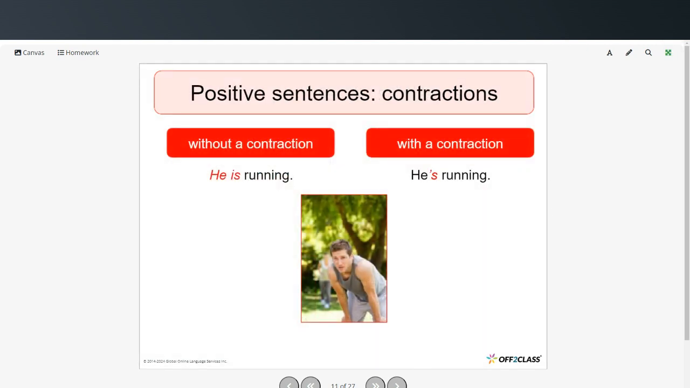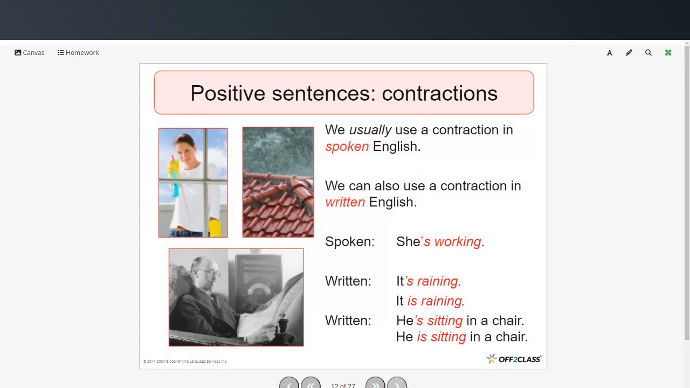So we're talking about using contractions with positive sentences. Without a contraction, we would say he is running. With a contraction, he's running. We usually use a contraction in spoken English. We can also use a contraction in written English, but it's usually when we want to be a little bit more informal that we would use the contracted form in writing.